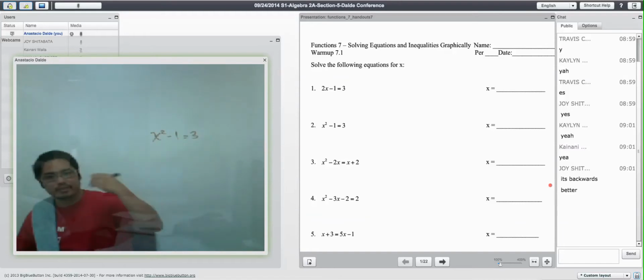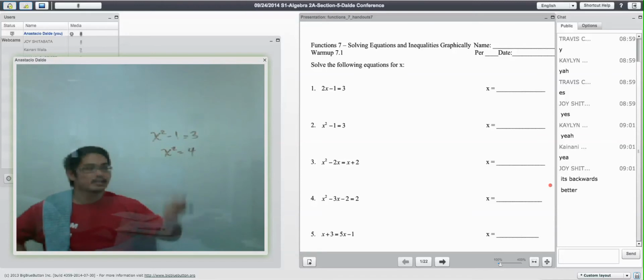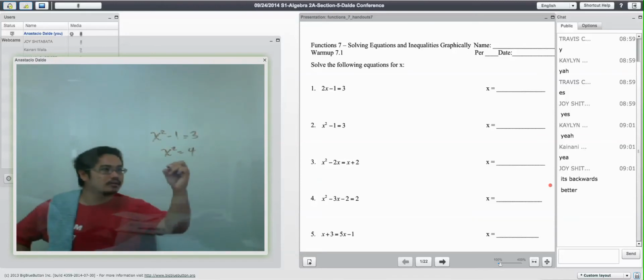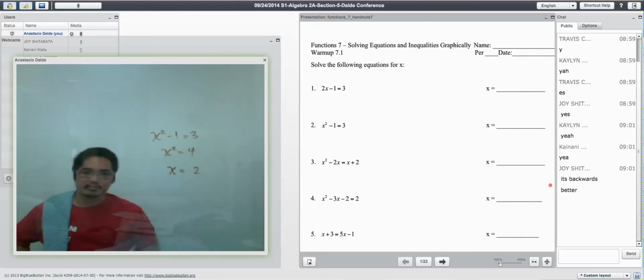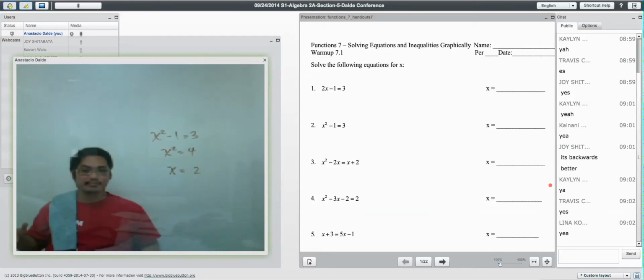X squared minus 1 equals 3. Well, what we can do is say, alright, this is x squared equals 4, because I can just add 1 to both sides. Everyone agree? And then I can just take the square root of both sides and I have x equals 2. Are we cool? Yes? Say yes. Come on, I need your quick responses. Yes, awesome. I tricked all of you.